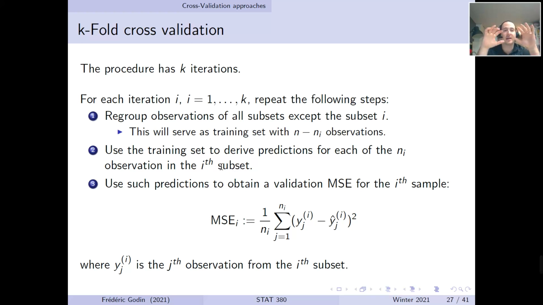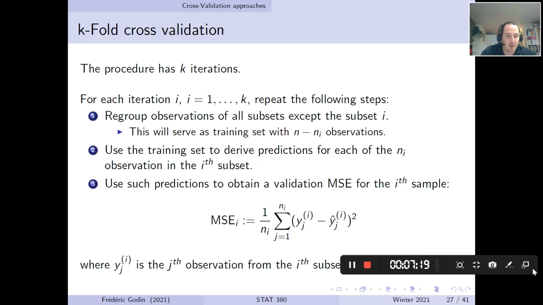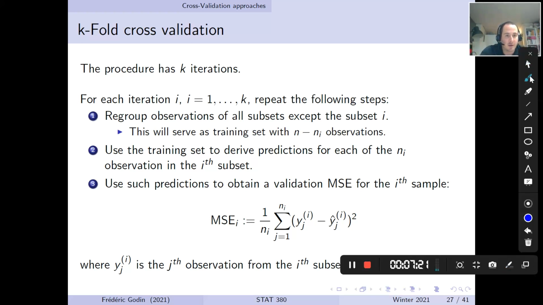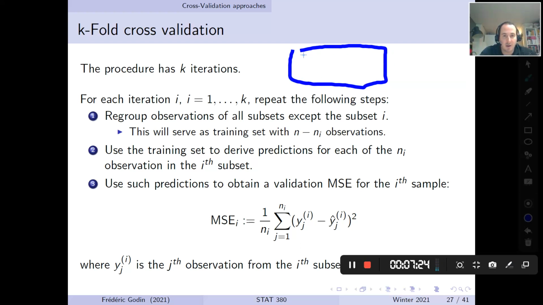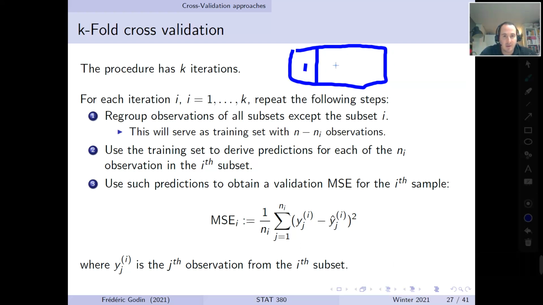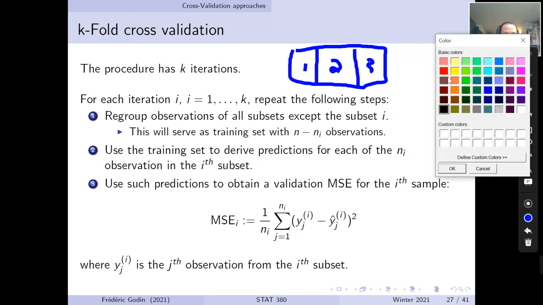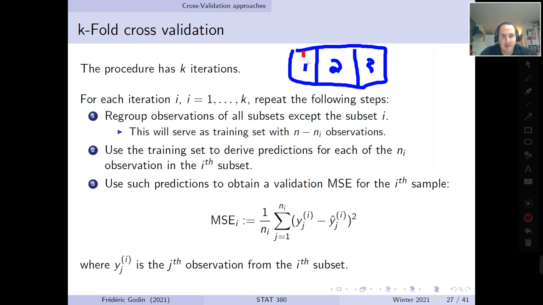So we use data from all subsets except subset i to train the model, and then we use the trained model to make predictions on that subset i. Maybe I'll draw a picture here just to be clear. So here, let's say this is all the data. Then let's say we have 3 subsets, and we are in iteration 2. So the idea is we're going to pool this data and this data to train the model. We take all observations from all subsets except 2, and train.